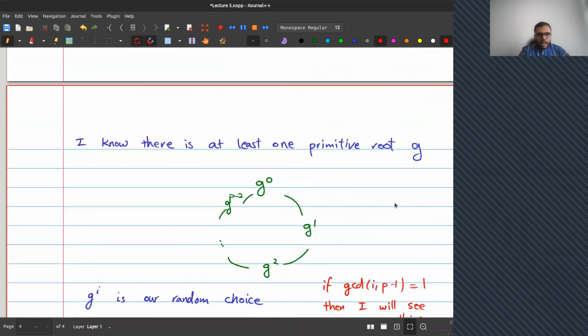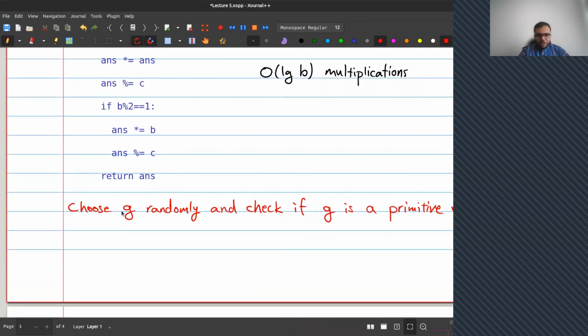So that's why I can just choose randomly. Choose a G randomly and just check if G is a primitive root. If it is not a primitive root, just discard it, choose another value randomly, and continue this. And you will soon find it. Okay?